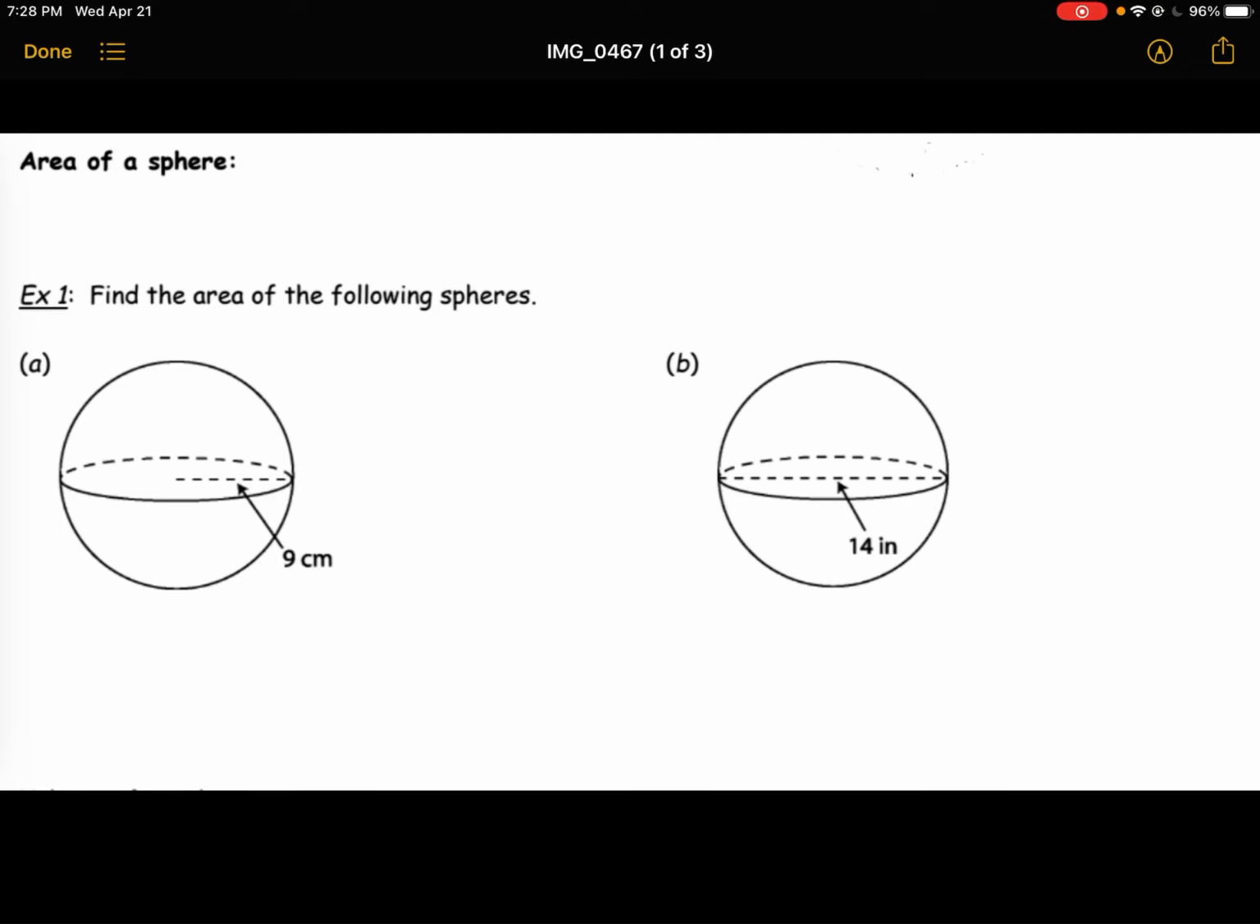Hi everybody and welcome. Today we're going to be talking about the area and volume of spheres. So this is going to be actually our last new skill before taking the state test. So congratulations on getting until this point.